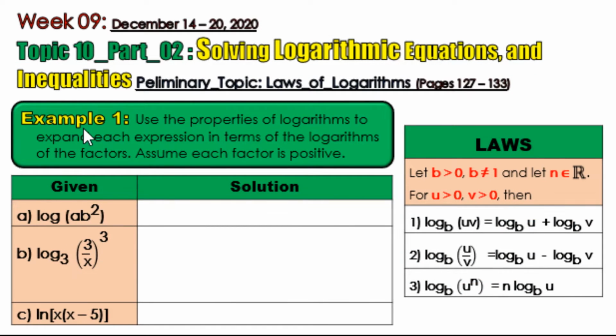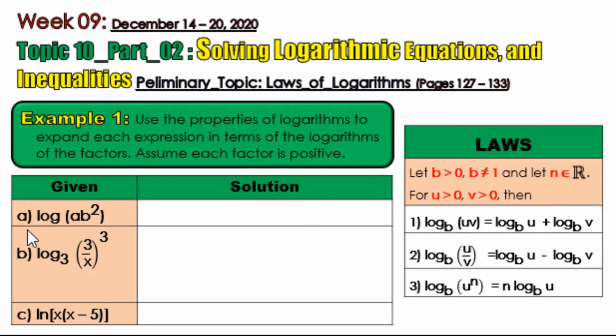So let us discuss example number 1. Use the properties of logarithms to expand each expression in terms of the logarithms of the factors. Assume each factor is positive. So to answer this, you must be familiar with the concept of these three laws of logarithms. Okay, we will be using the concept of these three laws to answer example number 1 and the rest of the examples. Okay, so let us start.